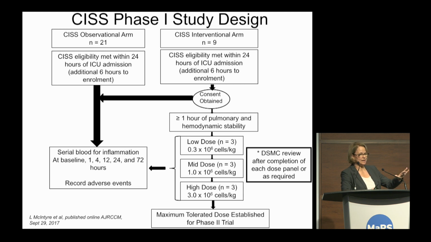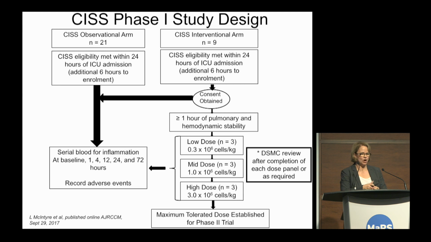And then, as I was saying, for those patients, we really collected their clinical outcomes and their adverse events, and we also collected their blood serially for biomarkers of inflammation to try and get at the biology, the surrogate measures of efficacy, if you will. And then in the interventional arm on the other side, we enrolled a total of 9 patients. Again, same eligibility criteria, same enrollment window.